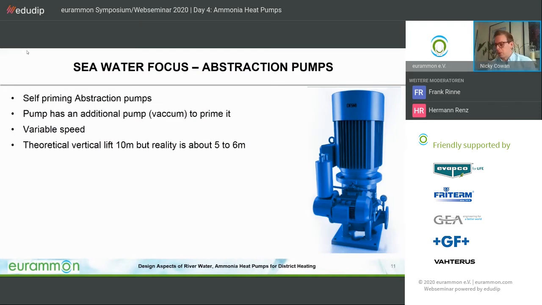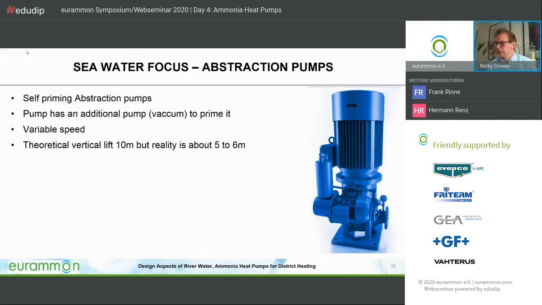Of course, you could build a pump chamber into the land and put your pumps lower, but this way has been easier so far. It has a vacuum pump on it. Because we have a height differential, we need to suck the water up to the starting point of the pump. That vacuum pump then switches off, and then the main pump kicks in.